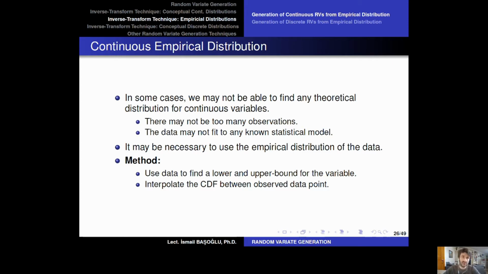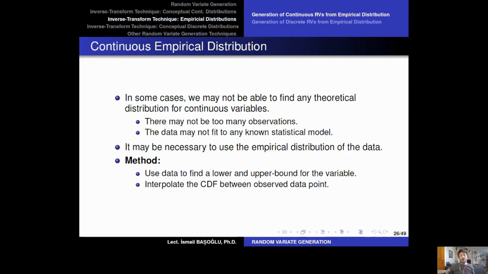And another situation is what? Even though you may have lots of data, when you draw the histogram of that data, you would not end up with any well-known conceptual distribution. So it looks like something too weird, and there is not any typical statistical model to use for that collection of data. So in that case, what do we do?